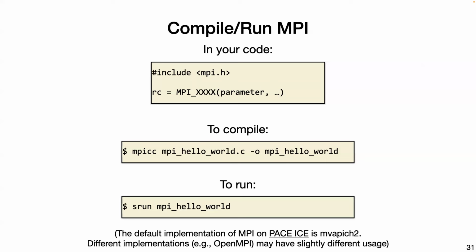The default implementation of MPI is MVAPICH. It's not that relevant what it is, but if you do local development, you would want to get the implementations to line up. But you can just do all your development on PACE to avoid it. Yes.